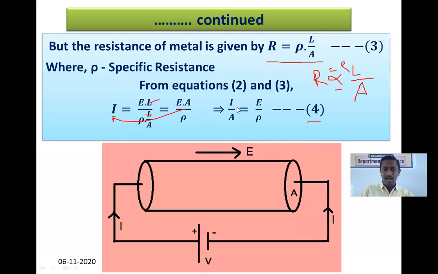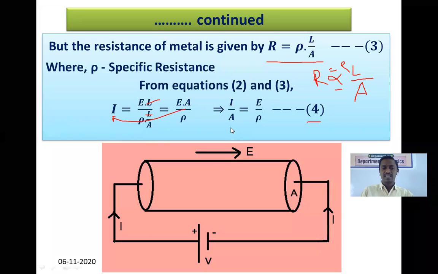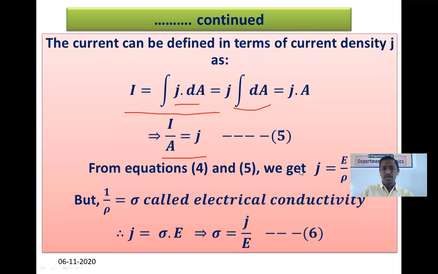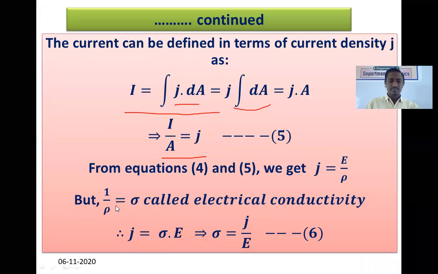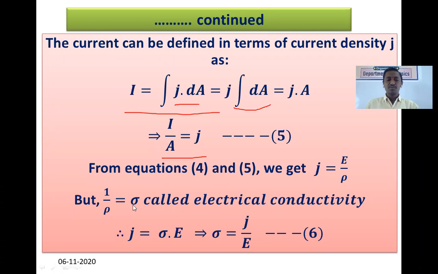Here equation 4 is I upon A equals E by rho. So in place of I by A, we have substituted J. Therefore, J equals E upon rho is our final equation. Okay. So J equals E by rho, but we know 1 by rho is called sigma, the electrical conductivity. So electrical conductivity is always reciprocal to electrical resistivity.